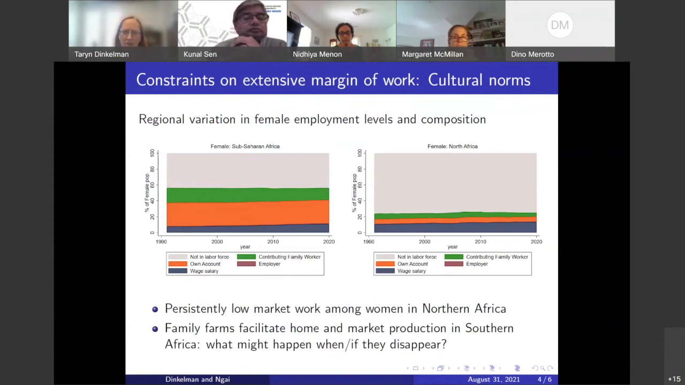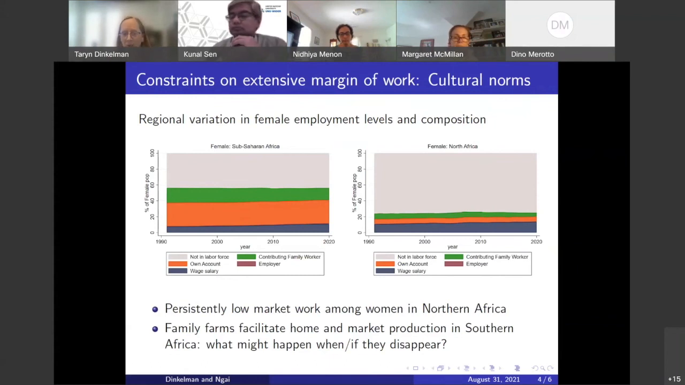These are, I believe, data from the ILO. And so the pattern that I want you to take away from these graphs is that there are very large differences in the participation rate across North Africa and Sub-Saharan Africa. So female labor force participation rate is just much, much lower in North African countries.